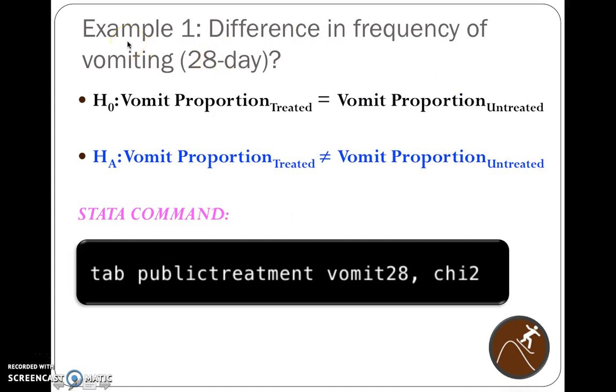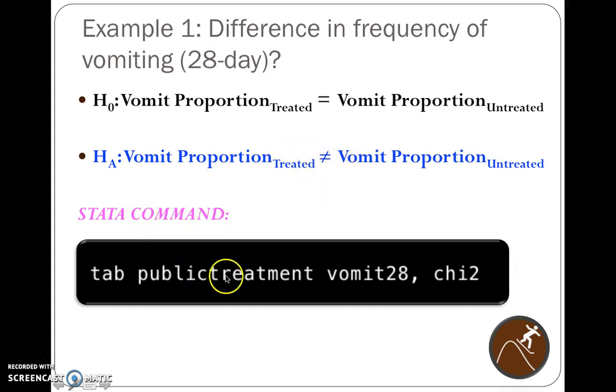So our hypothesis and our null hypothesis always has the equal sign. So is there a difference in the frequency of vomiting in the last 28 days? And our null hypothesis says the vomit proportion among those with treated water is equal to the vomit proportion among those without the publicly treated water. So nothing's going on. We have no reason to study this. This is the null hypothesis. But you may say, no, there is something going on. I have an alternate hypothesis, and I think that there is a difference between the proportion of those vomiting who have treated water versus untreated water. These are not equal.